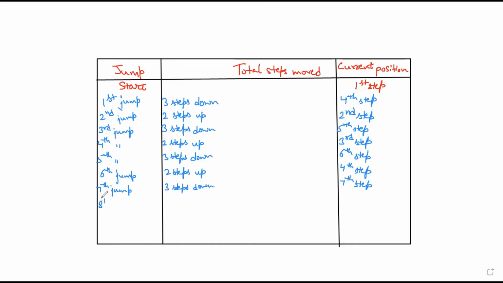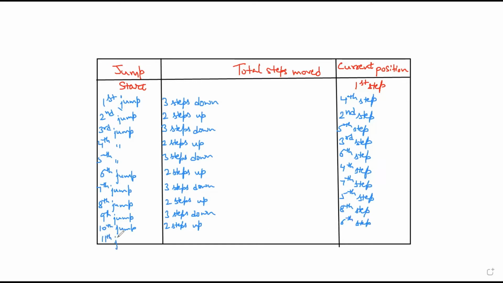Now 8th jump, again 2 steps up. 7th step पर है, 2 step ऊपर गया, so he will reach at 5th step. 9th jump, again 3 steps down. तो 5th step से 3 step नीचे गया, he'll reach at 8th step. 10th jump, 2 steps up. 8 step से 2 step ऊपर गया, he will reach at 6th step.